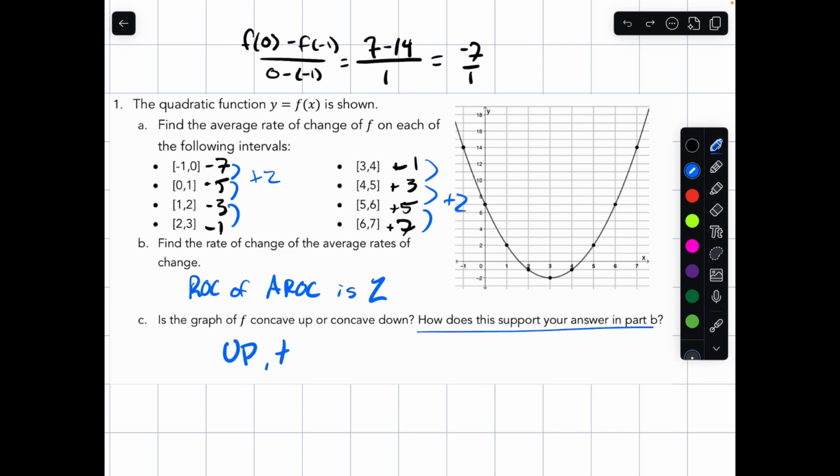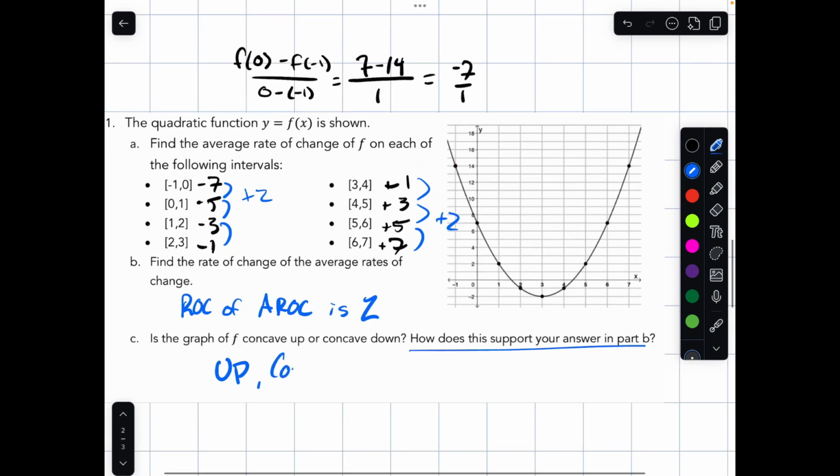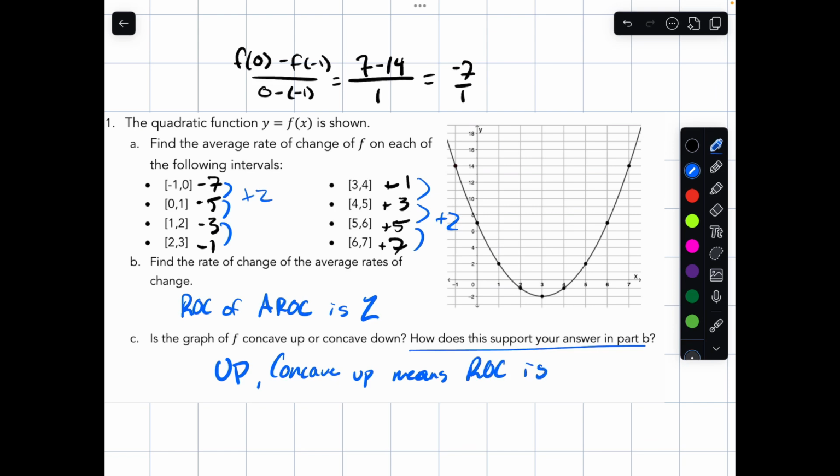Or we could say, well, let's say concave up means, let's do this in capital, rate of change is increasing, hence positive 2. Or I could just say like in part B.